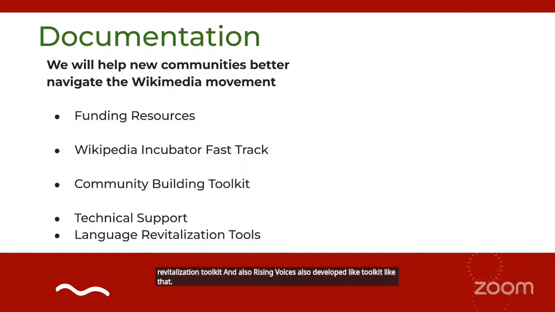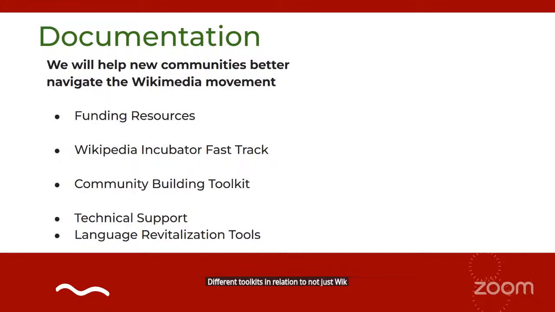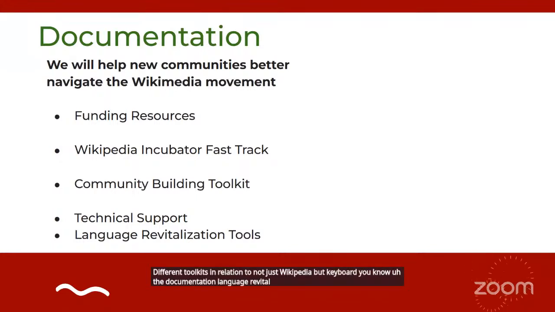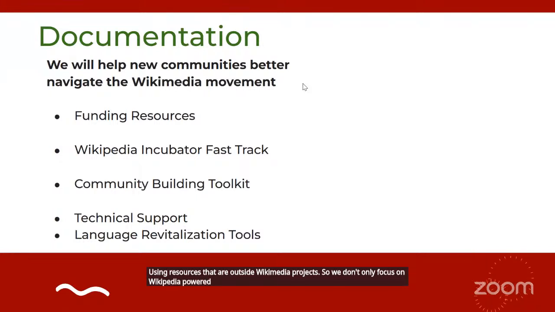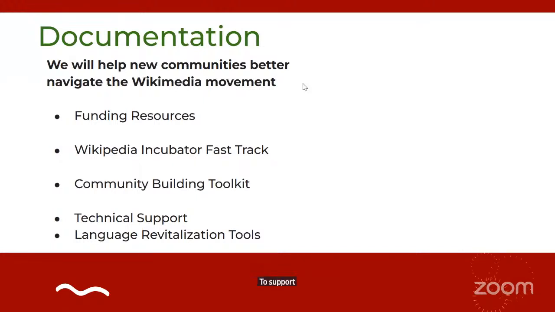So in future, we want to partner with as many organizations as possible to build different toolkits in relation to not just Wikipedia, but keyboard, documentation, language revitalization, and also the general understanding of what it takes to have a fully fledged Wikipedia, using resources that are outside Wikimedia projects. So we don't only focus on Wikipedia powered resources, but we look for external resources, like I mentioned, keyboard. If you are an organization that helps in developing keyboards, like a mobile application keyboard or just a physical keyboard, we'll be able to support or collaborate with you to support different communities.